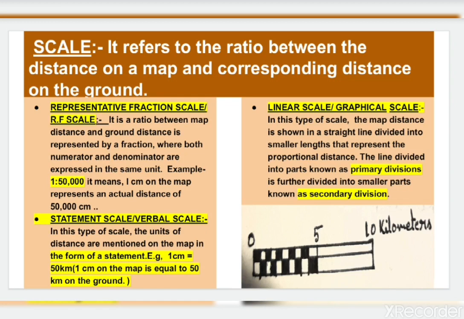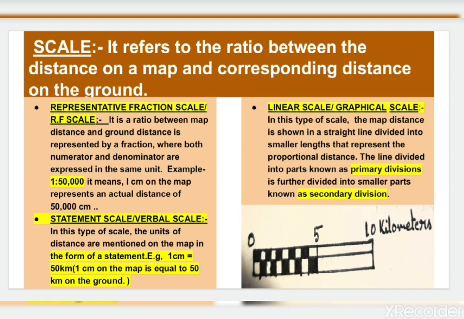Next, we will learn about scale. Now, a map scale is a ratio between the distance on a map and the corresponding distance on the ground. In a topographical map or a sheet, you will see three types of scale. What are these? Representative fraction scale or RF scale, statement scale or verbal scale, and linear scale or graphical scale.